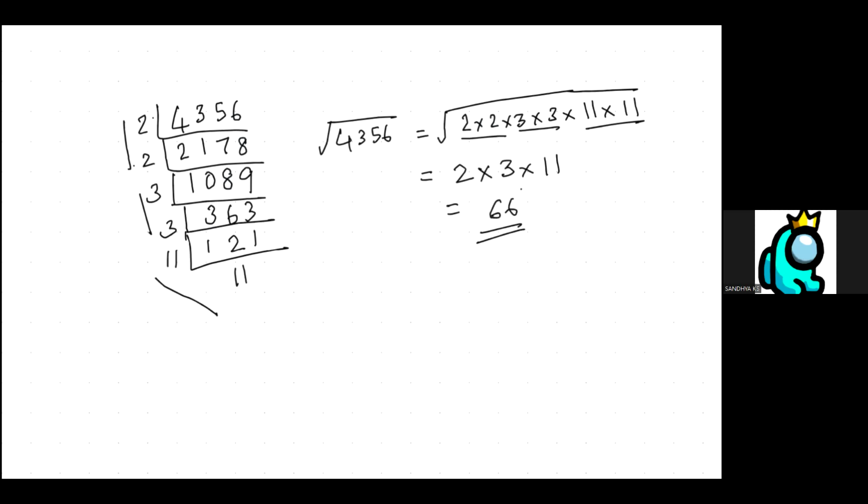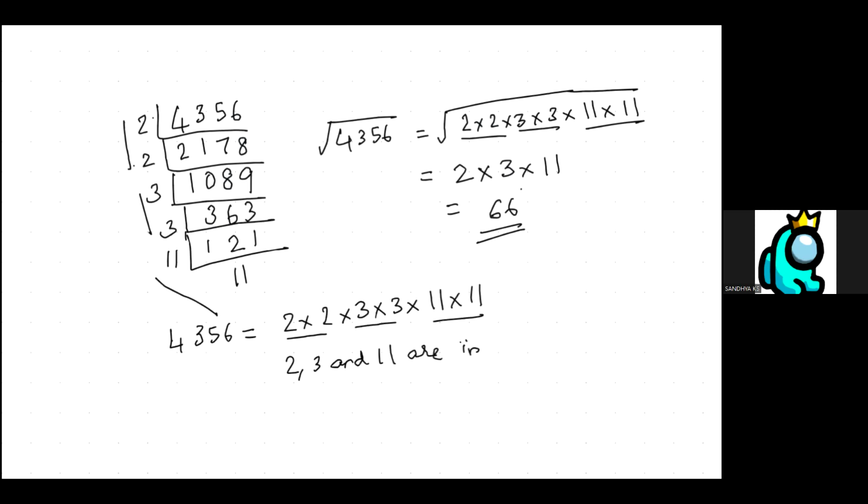If they ask you to find the square root, then you find the square root. Otherwise, no need to find the square root. If your question is whether it is a perfect square or not, you need to write this much only. See, then your answer will be: 4356 is equal to 2 multiplied by 2 multiplied by 3 multiplied by 3 multiplied by 11 multiplied by 11. So 2, 3, 11 are in pairs.